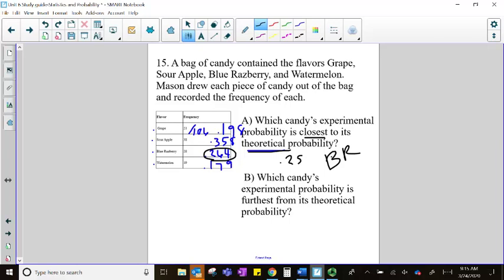Letter B says, which candy's experimental is furthest? So we're going to use the same work we just did, but which number is further away from that 0.25? And that would be sour apple. Sour apple is the furthest from 25. That's it.